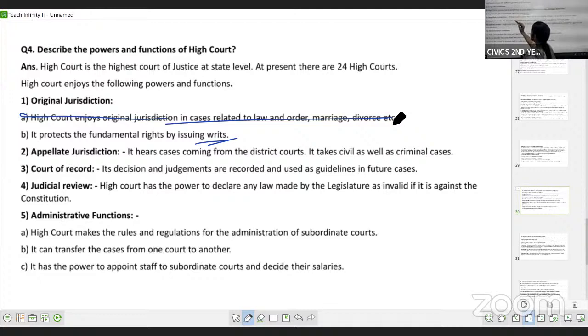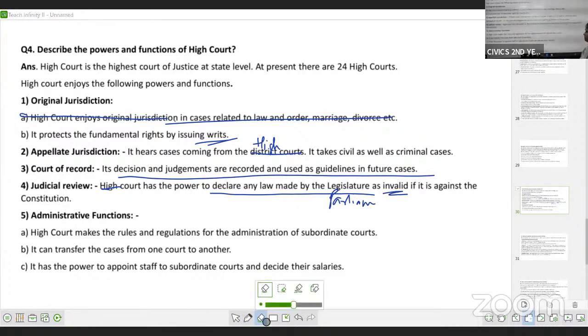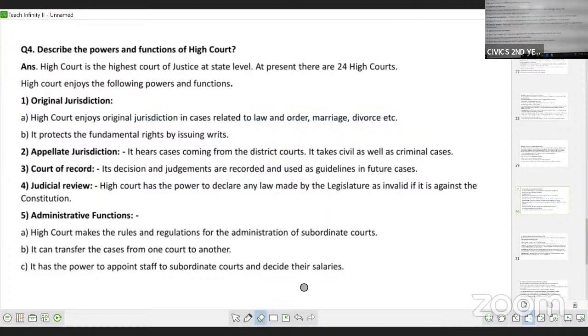Then appellate jurisdiction: here the cases come from the High Court. It takes civil and criminal cases both. It acts as a court of record. All the judgments are recorded for future cases. The Supreme Court has the power to declare any law made by the Parliament as invalid if it is against the Constitution. So, similar, making small changes. You can learn the answers.